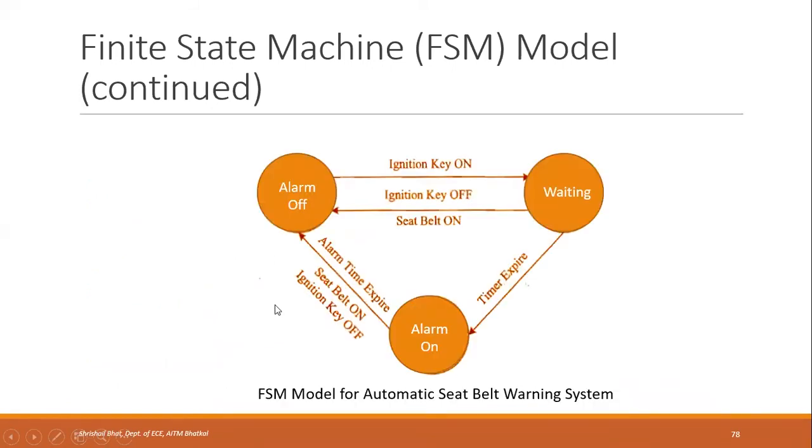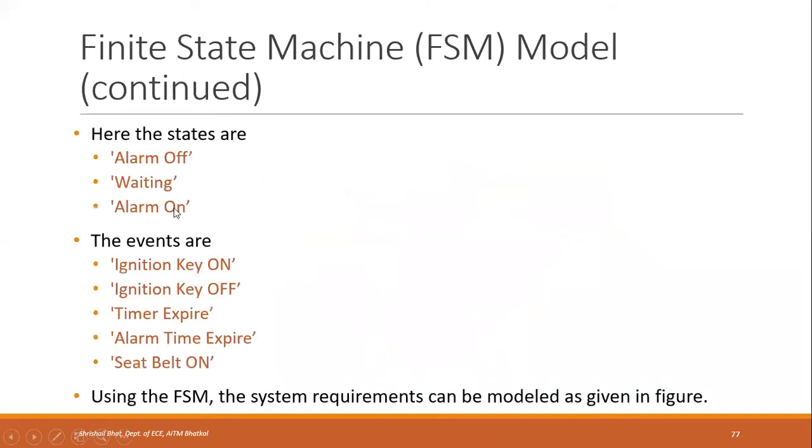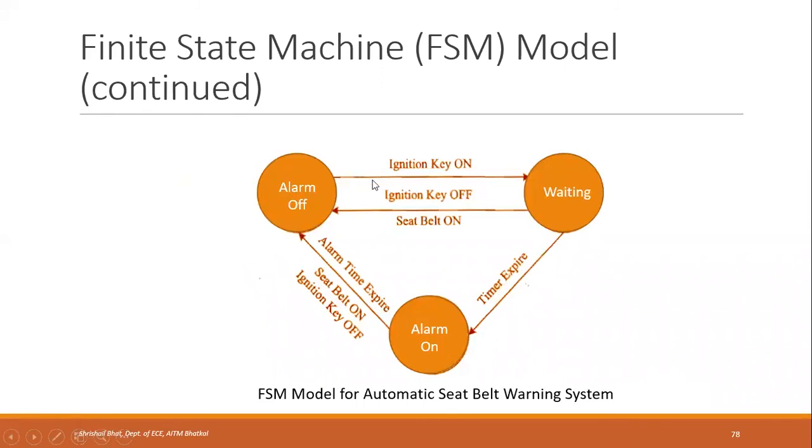So this is a FSM model, or finite state machine model, for an automatic seat belt warning system. These are the different states: alarm off, then a waiting state, and then alarm on. 3 states, which you draw using 3 circles. Now try to understand this. Initially, the alarm will be off.